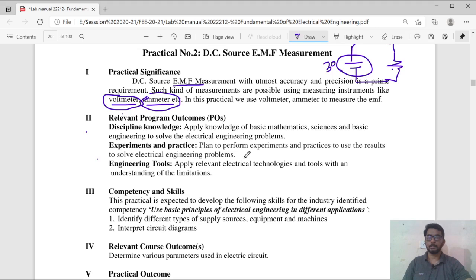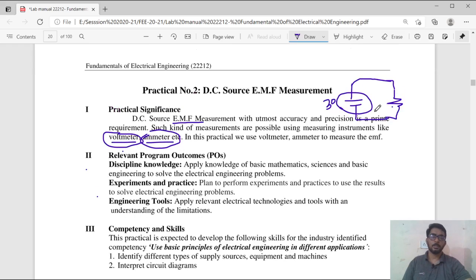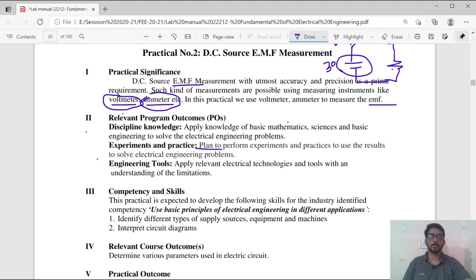Discipline knowledge: apply the knowledge of basic mathematics, science and basic engineering to solve electrical engineering problems. So, here we can use Ohm's law, V equals I R, for calculating the EMF. So, here is an application of mathematics. Then experiments and practice: plan to perform the experiments and practice the results to solve the electrical engineering problems.